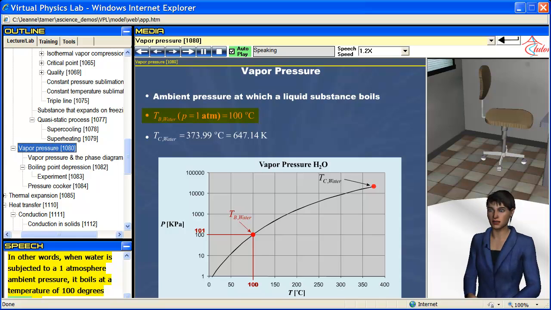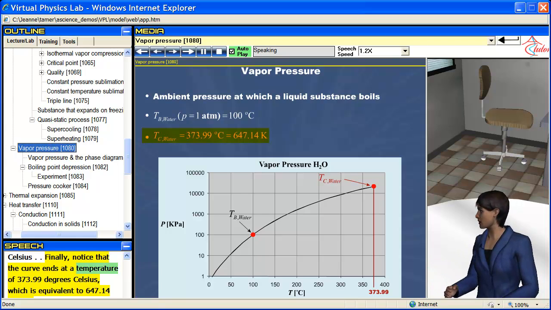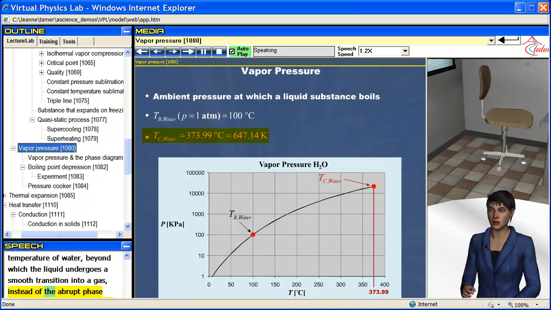In other words, when water is subjected to a 1 atmosphere ambient pressure, it boils at a temperature of 100 degrees Celsius. Finally, notice that the curve ends at a temperature of 373.99 degrees Celsius, which is equivalent to 647.14 Kelvin. This is the critical temperature of water, beyond which the liquid undergoes a smooth transition into a gas, instead of the abrupt phase change that is characteristic of boiling.